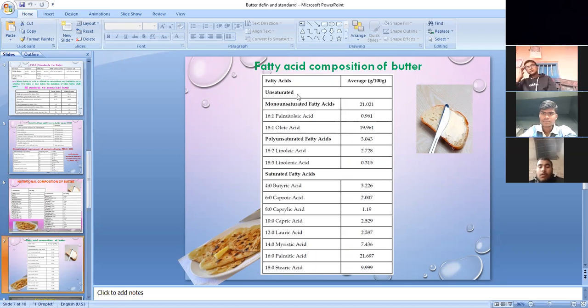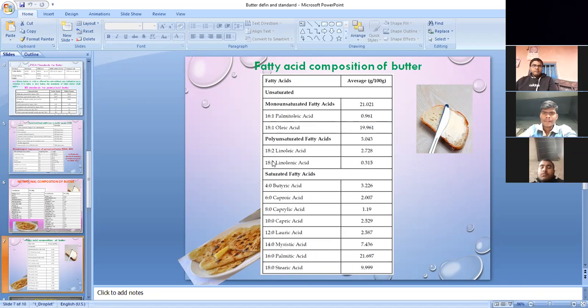Here one thing I want to discuss: two of the essential fatty acids, I am talking about essential fatty acids, are found only in butter and ghee. What are these essential fatty acids? Linoleic acid and linolenic acid. These two make ghee or butter more nutritive in comparison to other fat like vegetable fat and animal fat.